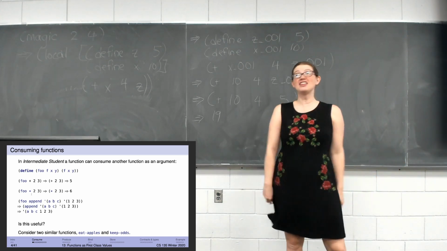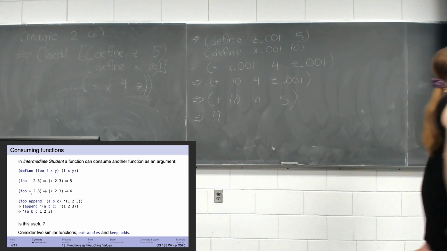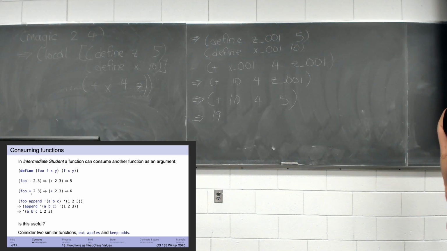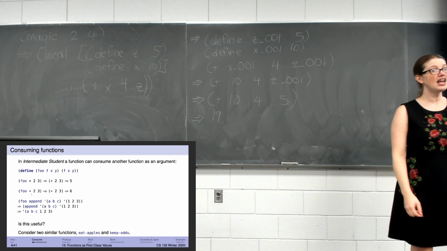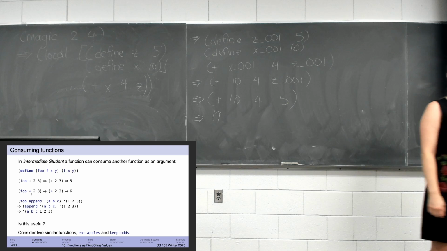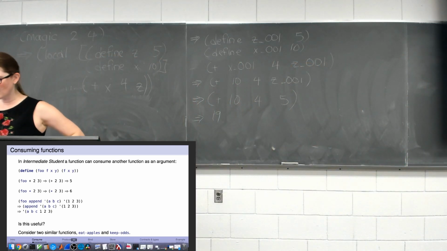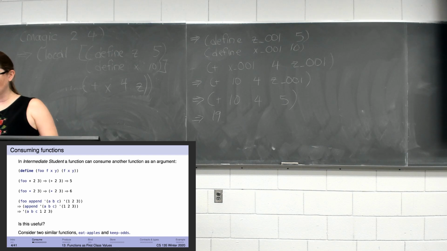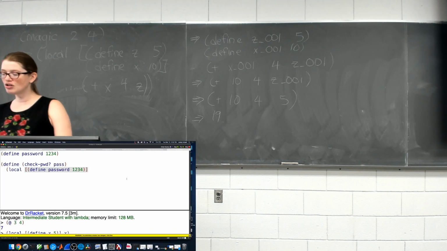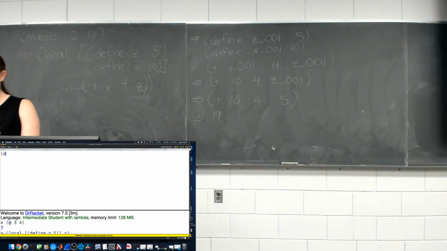Because you might need a function that has no name. We'll do it later. But for now, change your language level to intermediate students, and then you can write this magical function foo here. And foo is really, really cool, and they don't have enough examples here in the notes. So what I'm going to do is implement foo over here in Racket, and show you just how cool this is.